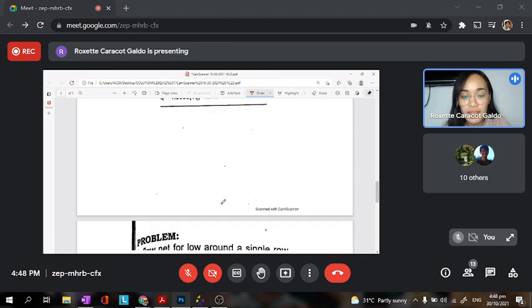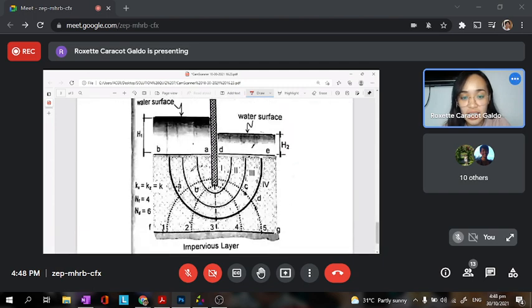So kada square daw ani na ay head loss nga 0.583 meters.